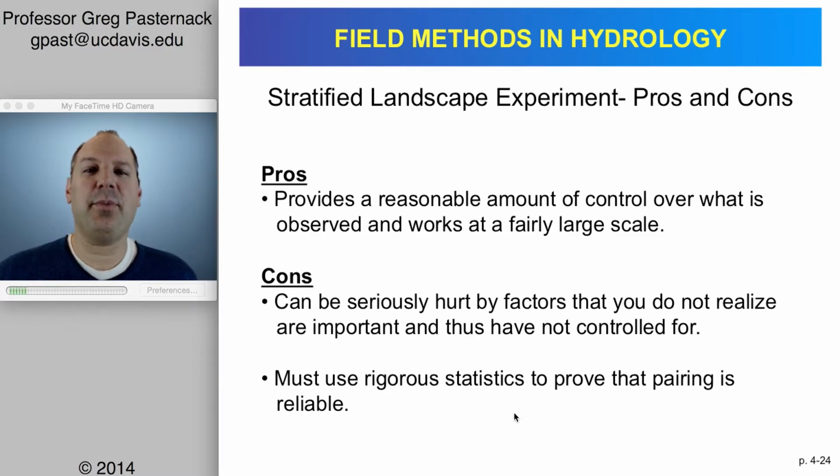The biggest problem with the approach is people tend to be overconfident. Just because you say that the number one difference between two watersheds is that one's vegetated and one isn't, it doesn't mean you're right. There could be dramatic differences in geology, soil conditions, and maybe one has an army of gophers digging holes in the ground that you're not aware of, or maybe one's in a rain shadow, or different aspects, slope conditions. There's a variety of things, and so it's important to use rigorous statistics to prove that your pairing or stratification is reliable and appropriate.